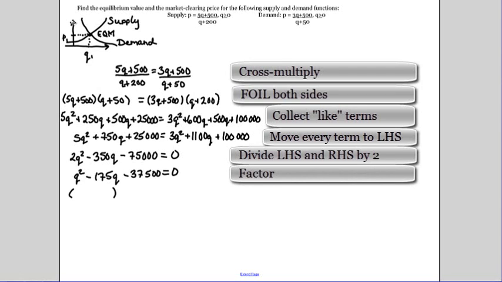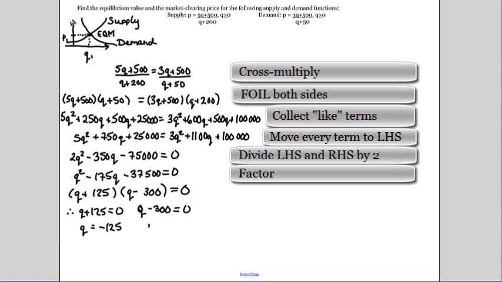Now we factor this to obtain (Q plus 125) times (Q minus 300). Since we have a product of two binomials that equals 0, we can set them individually to 0. Therefore, Q equals negative 125 and Q equals 300.